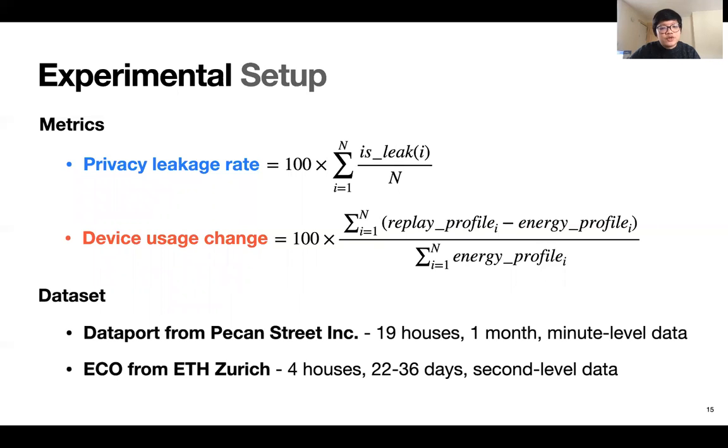In this paper, we use two datasets. The first one is Dataport from Pecan Street. We select 19 houses, the duration is 1 month, and the granularity is 1 minute. The second dataset is the ECO dataset. This dataset has ground truth occupancy data. We selected 4 houses. The duration is between 22 to 36 days, and the granularity is 1 second.